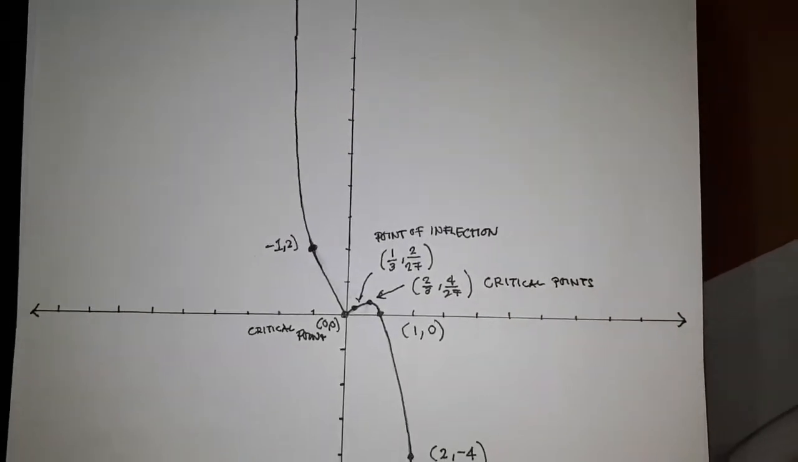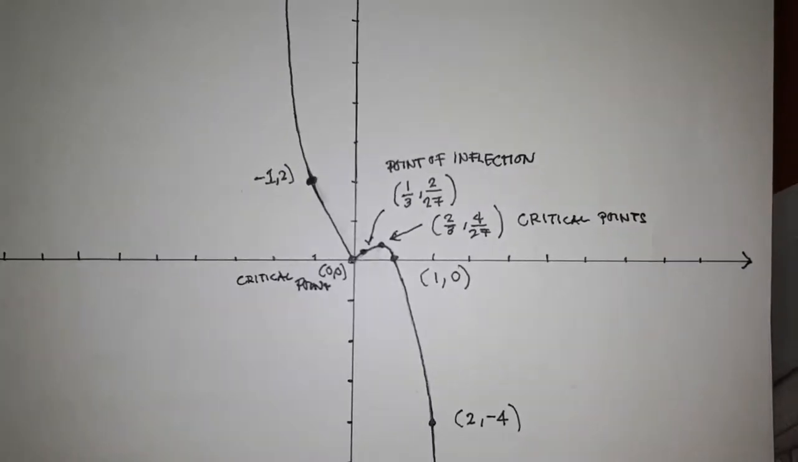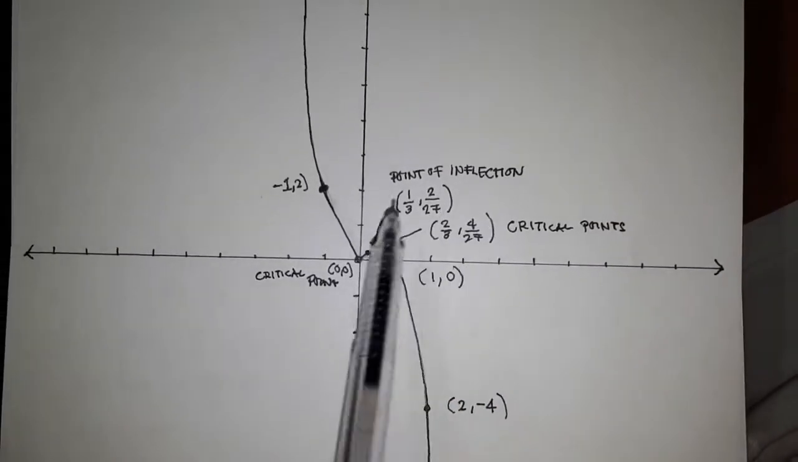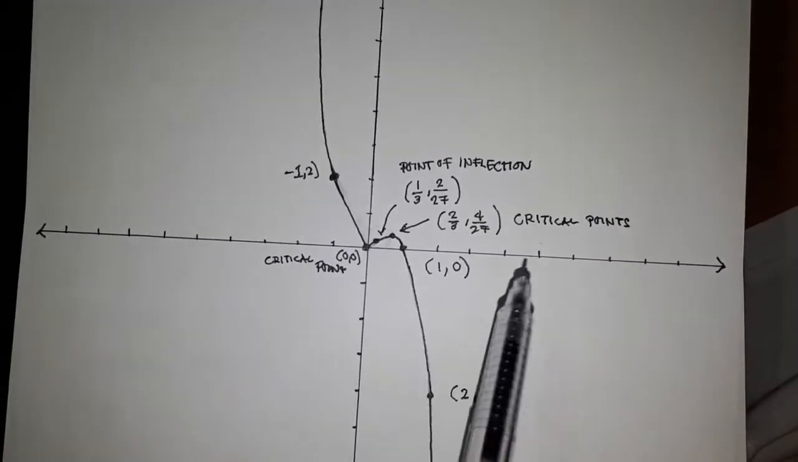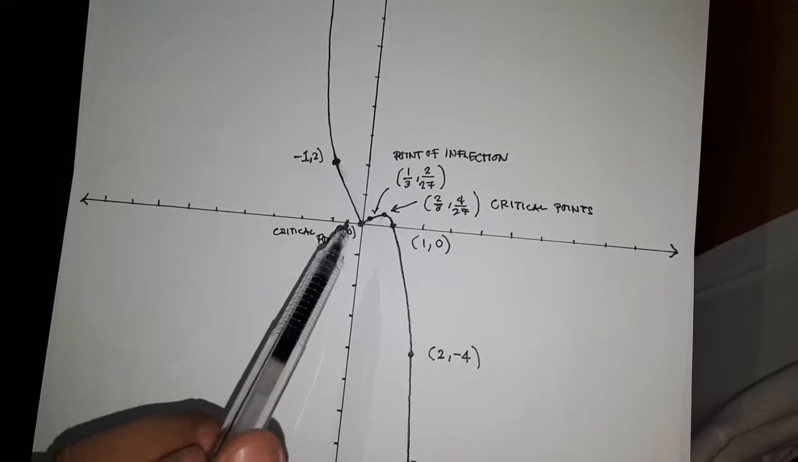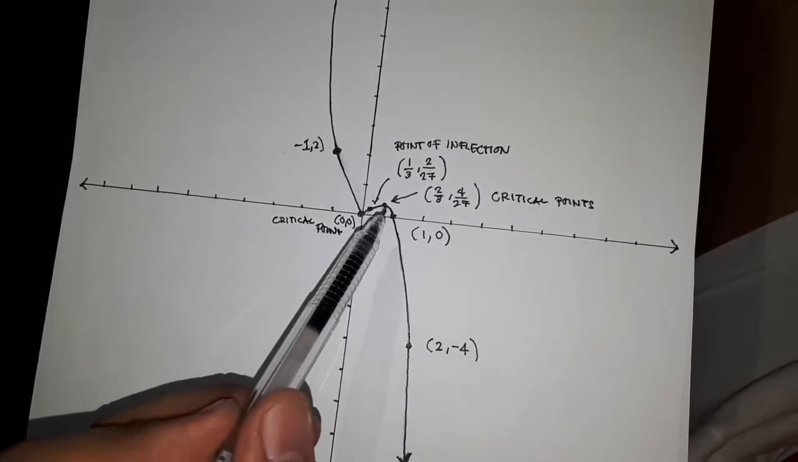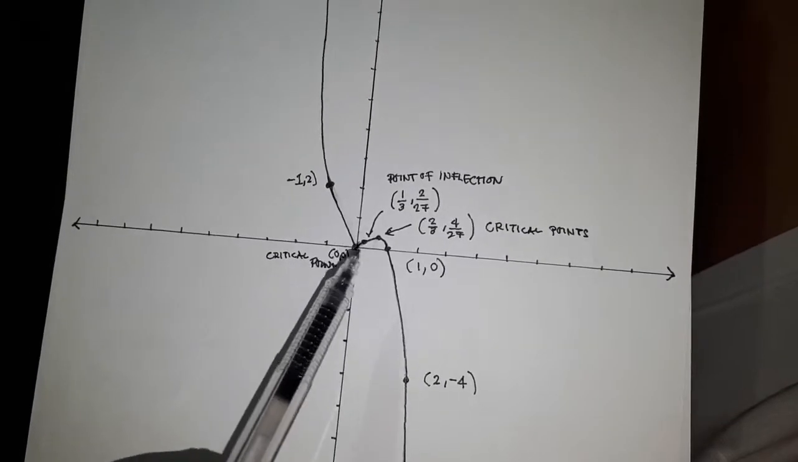So we can see that this is how our graph looks like. This is the point of inflection, our critical points, negative 2 to 2, and 2/3, 4/27 as our local maximum.